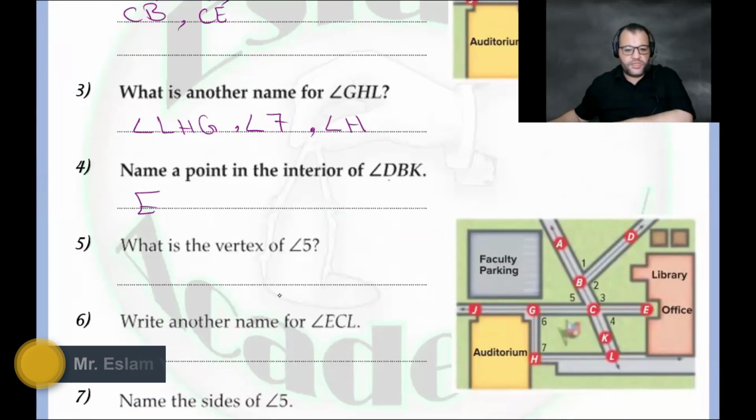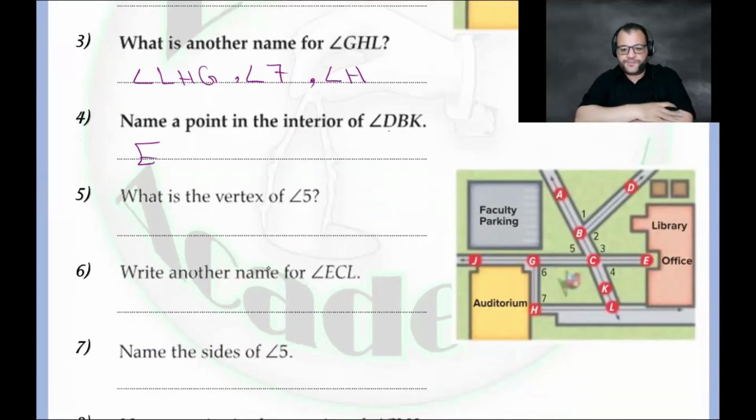We need the vertex of angle 5. That is the same graph. The vertex of angle 5. C. We need to write another name for angle ECL. LCE. Wait, I don't get number 4. Angle 4.